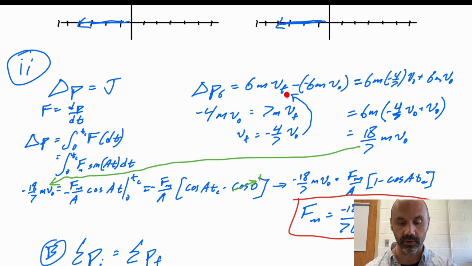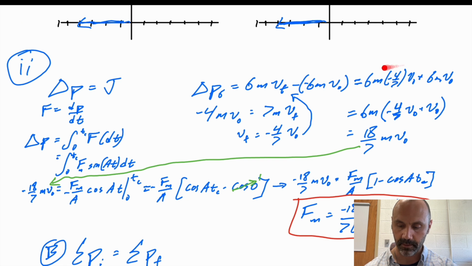Okay, well, here's the problem. I need to know what VF is, right? I need to find this final velocity, so I can put everything in terms of V naught. So -4m V naught equals 7m VF. This is the total final momentum, right? Both blocks together give us 7m, 1m and 6m, times VF. So VF equals -4/7 V naught. So I plug that in, and that's what I get here.